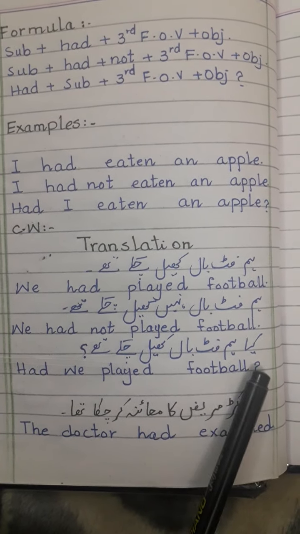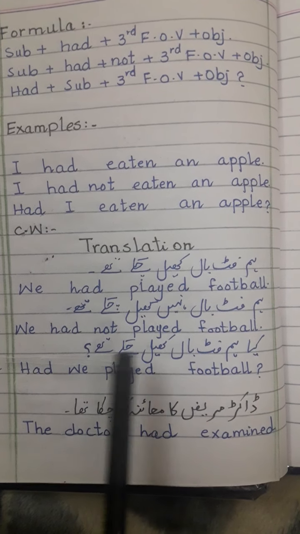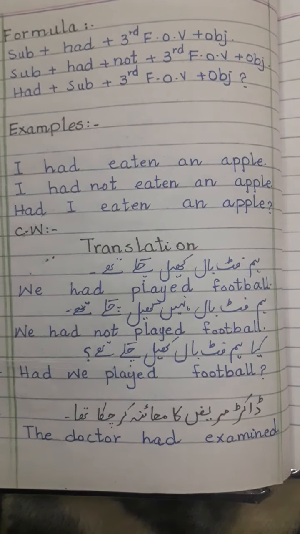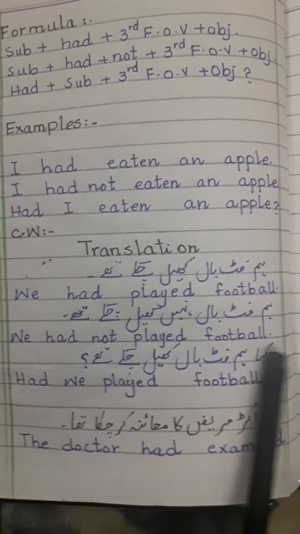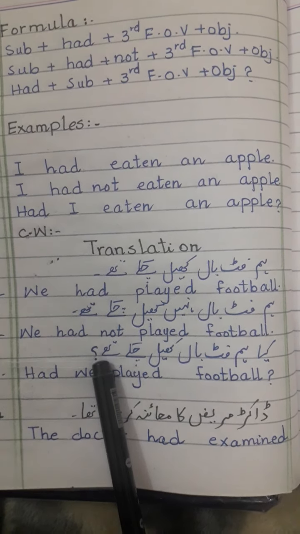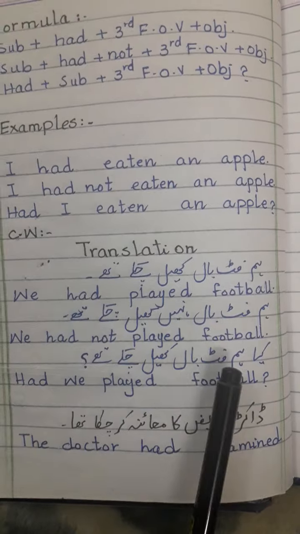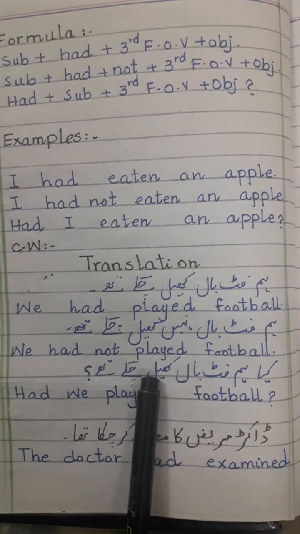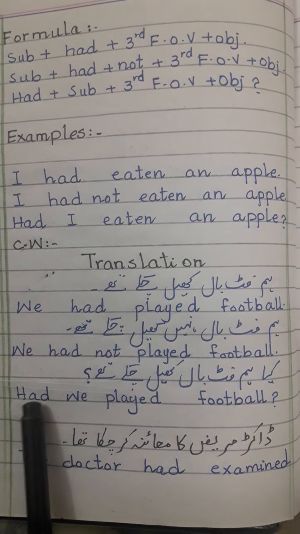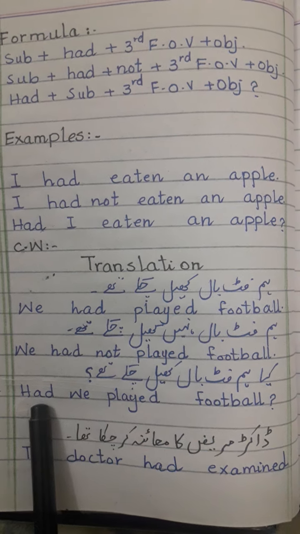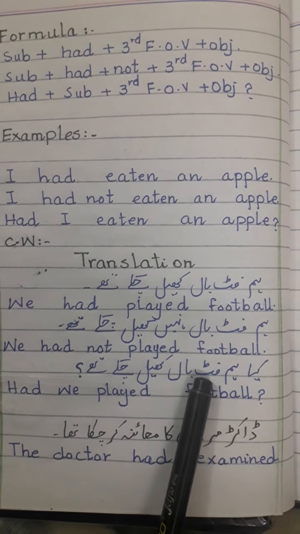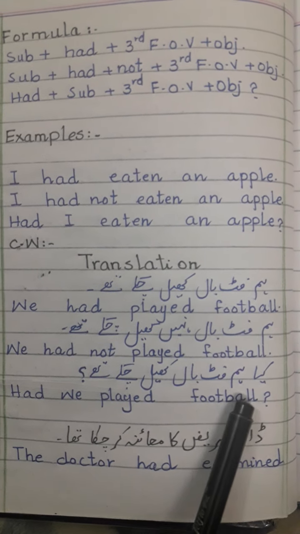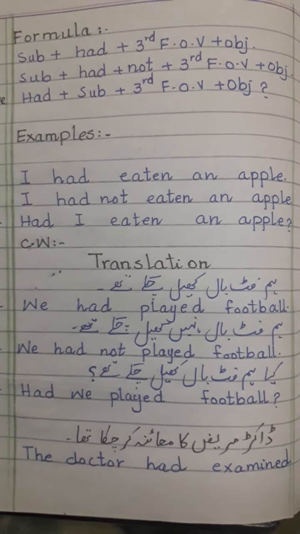And then the next one is क्या हम फुटबॉल खेल चुके थे. Students, when any sentence starts with the word क्या, and in the end there is a question mark, it means this is an interrogative sentence. So in an interrogative sentence, as I told you, first of all we will write the helping verb. What is the helping verb in past perfect tense? Had. Only this helping verb is used in this tense, had. Then the subject is we, verb played. Had we played football? And in the end we will put a question mark.